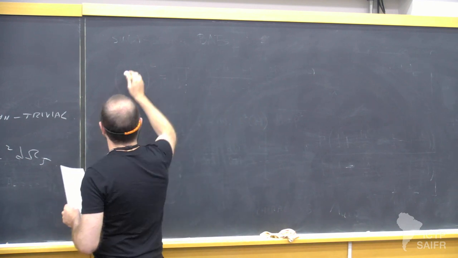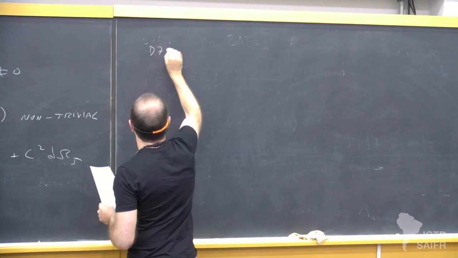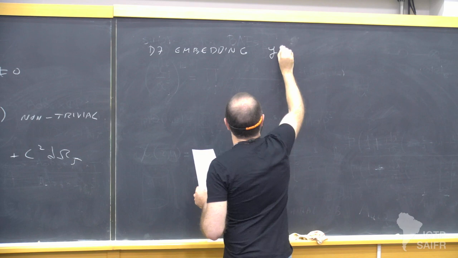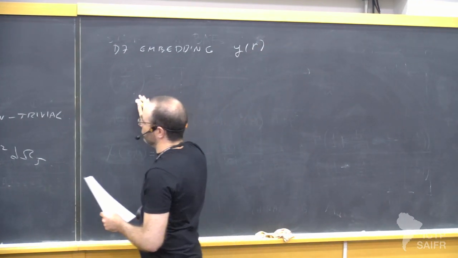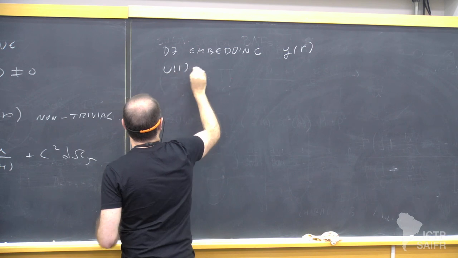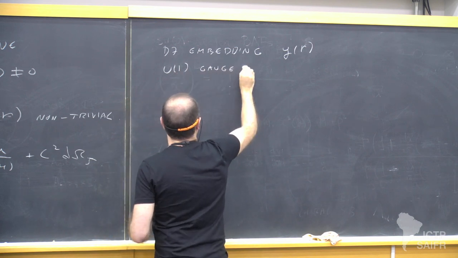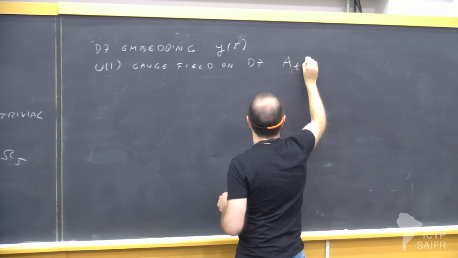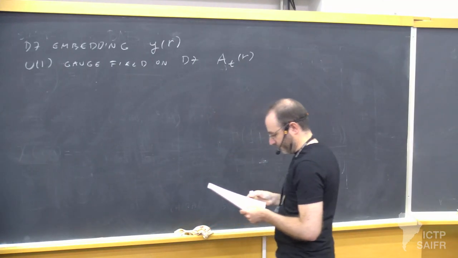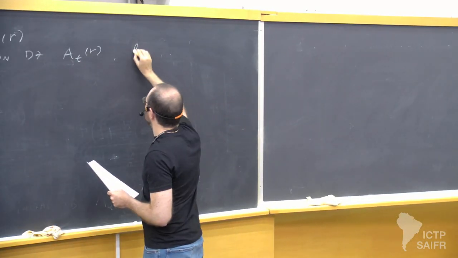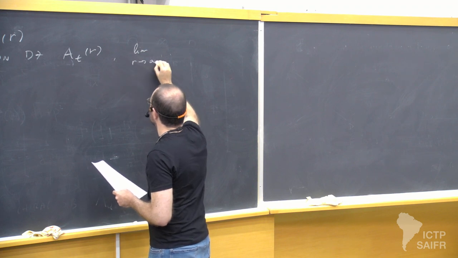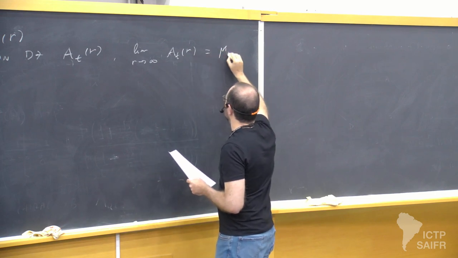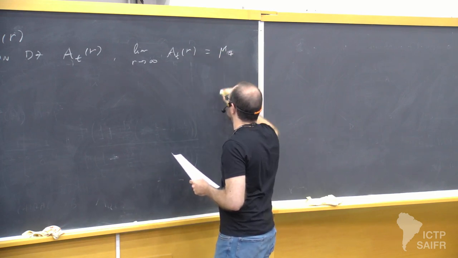Now we're going to consider the D7 embedding, y of r as before, and we are going to turn on the U(1) gauge field on the D7, and the time component of it. In the limit when r goes to infinity, the asymptotic value of this is equal to the baryon chemical potential, well, to the quark chemical potential, to be precise.